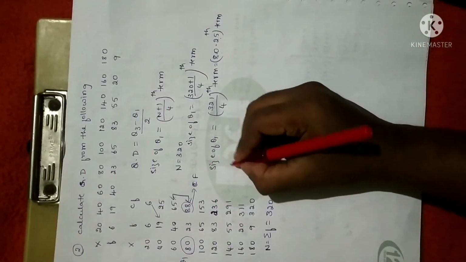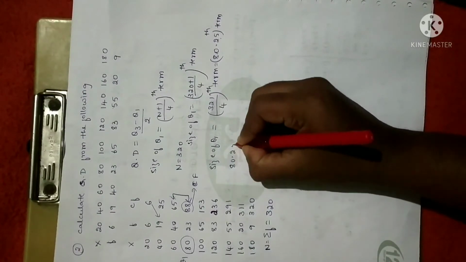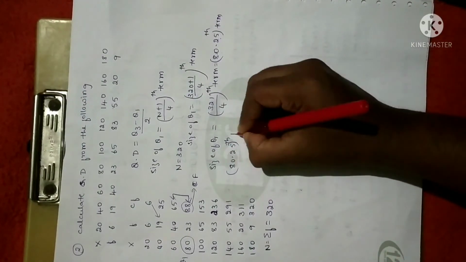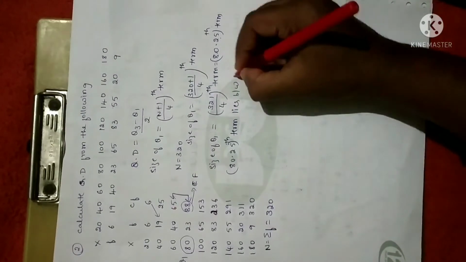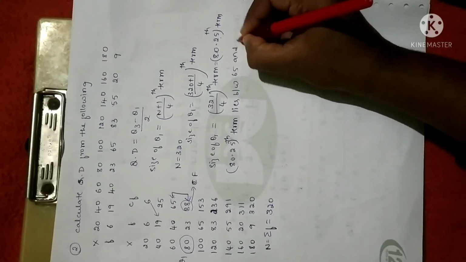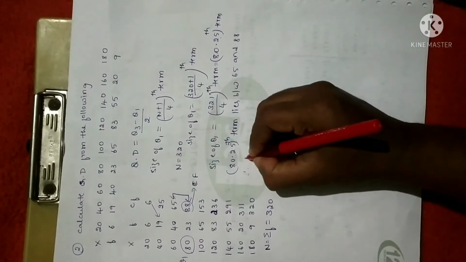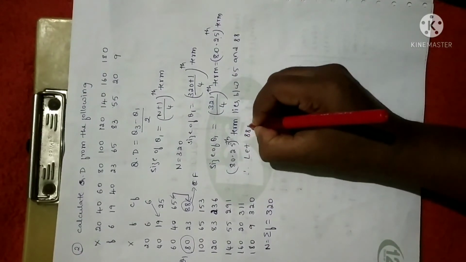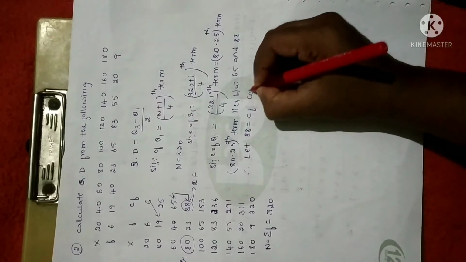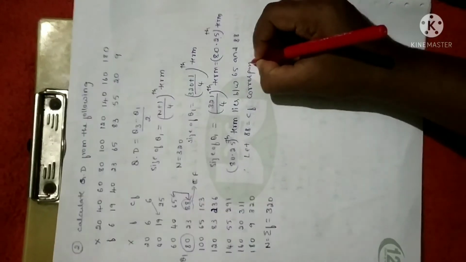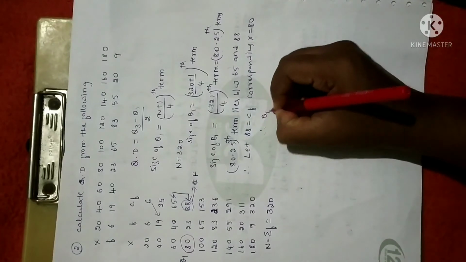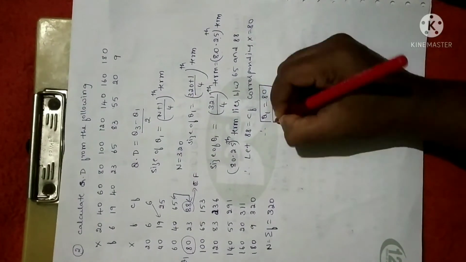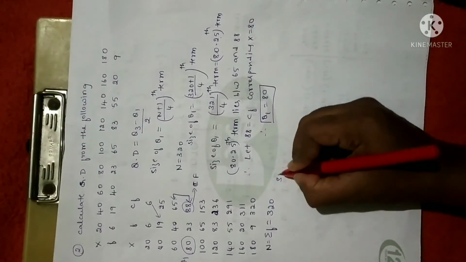Fine. So I'll just write one statement. The 80.25th term lies between 65 and 88. Therefore, let 88 be equal to CF. The corresponding X is 80, therefore Q1 is equal to 80. Fine. Now let me find Q3.